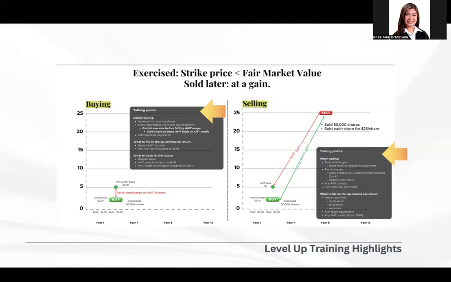So what needs to be filed? We need to report AMT income, pay AMT tax if applicable, and then we also need to track the regular basis, AMT basis, and also the AMT credit.